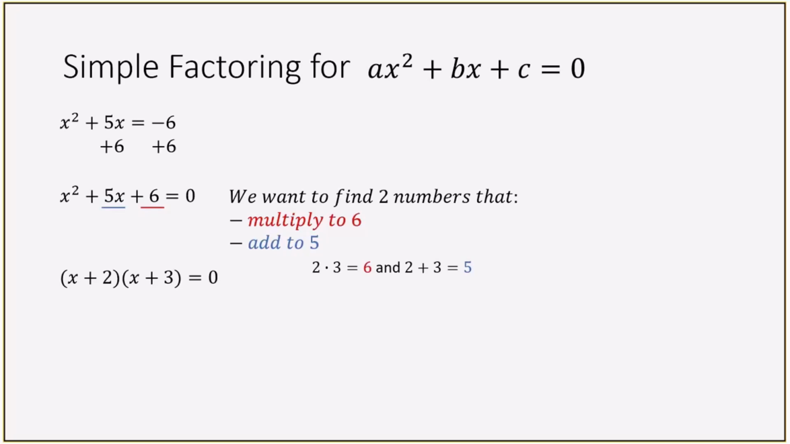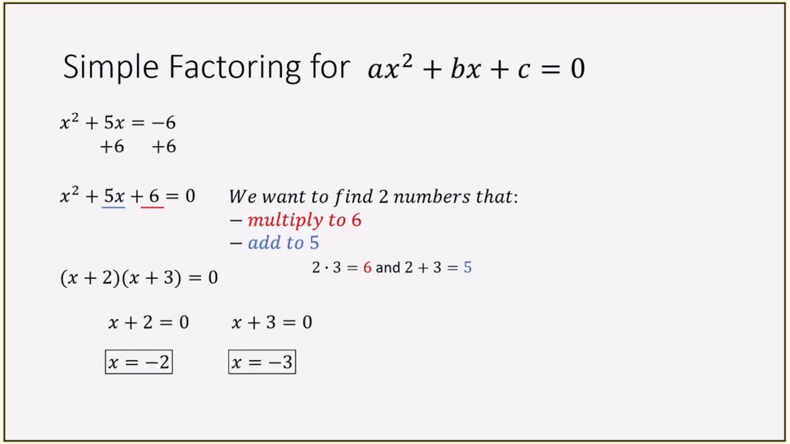Now, using the strategy that we talked about on the previous slide, we set both parts equal to 0 and solve. In this case, it's a one-step process, so I didn't write it out explicitly, but I would subtract 2 from both sides. I get x equals negative 2. And I would subtract 3 from both sides and get x is equal to negative 3.